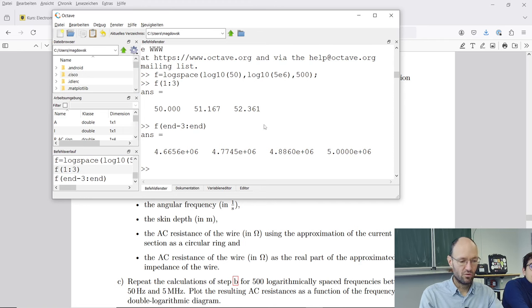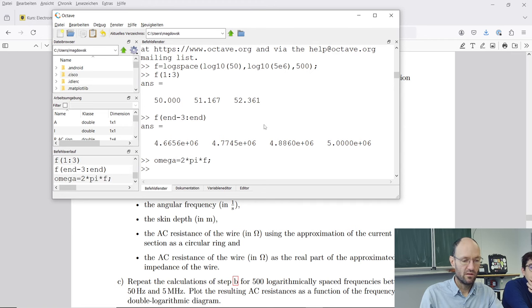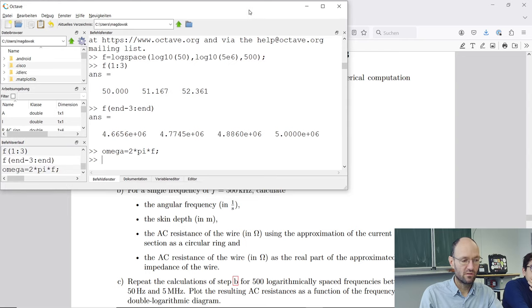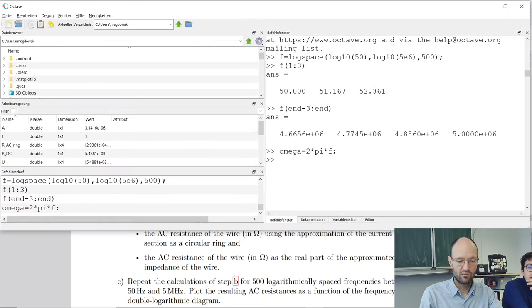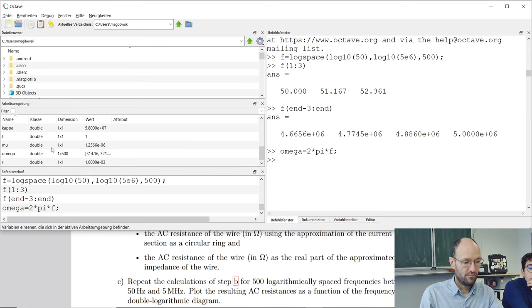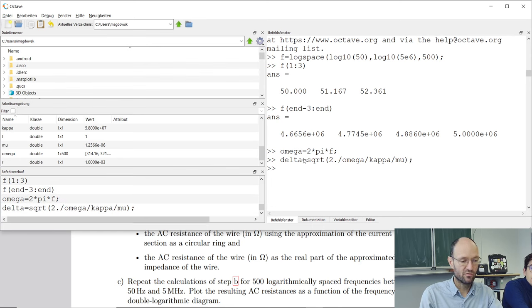Okay, so we just need to repeat these calculations now. So we need to have a new omega, and maybe I can make my Octave a little larger now, so that we can also see that omega now has also 500 points, as you can see here. So if I have a new omega, I can of course also calculate a new delta, and I will also escape the output here. So now we also get 500 values for delta, which nicely makes sense.